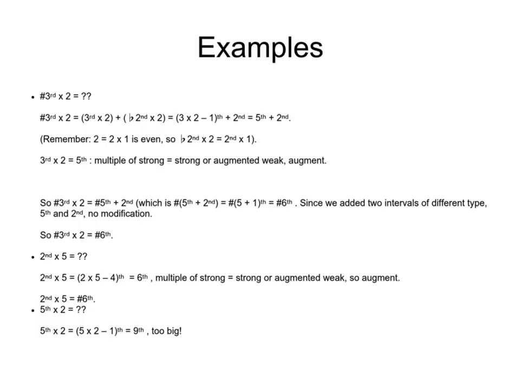A second times 5 now, the second example. Second times 5 is equal to 2 times 5 minus 4, which is a sixth. It's a multiple of a strong, so it has to be strong or augmented weak, so we have to augment it. So a second times 5 is equal to an augmented sixth. A fifth times, now we're doing, a fifth times 2. A fifth times 2 is equal to 5 times 2 minus 1, which is a ninth, but we can't handle that right now. It's too big. We'll learn how to handle such intervals in the next video.